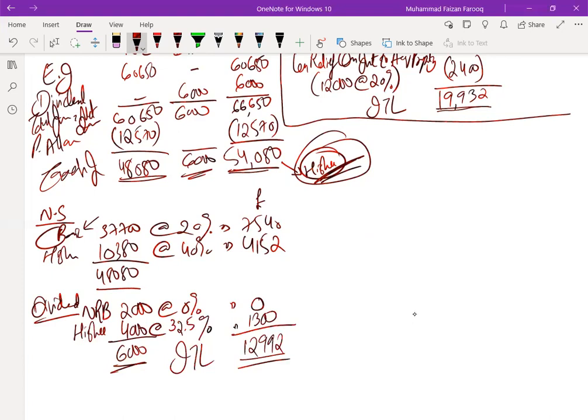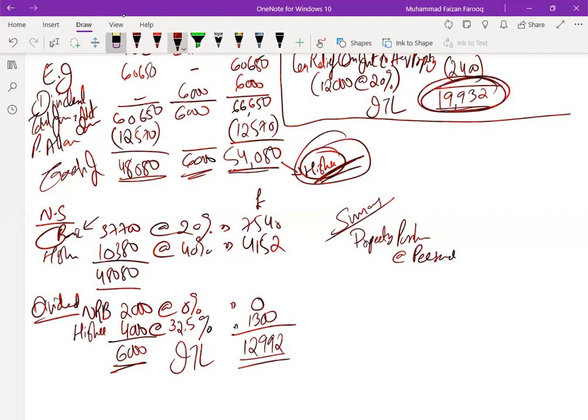Now wait a moment. Summary, or my final answer. If he purchased the property by himself, you can say personally, it gives us this answer. And via company, here.